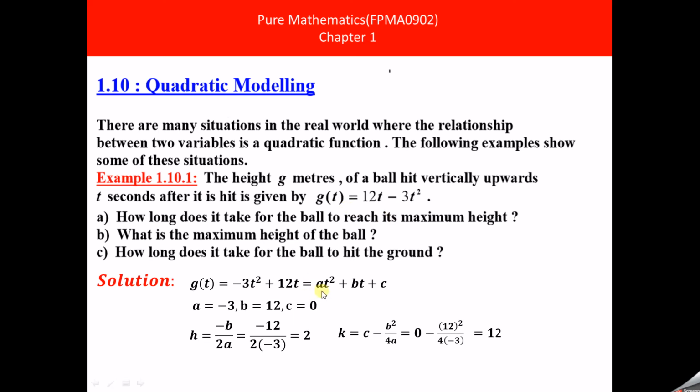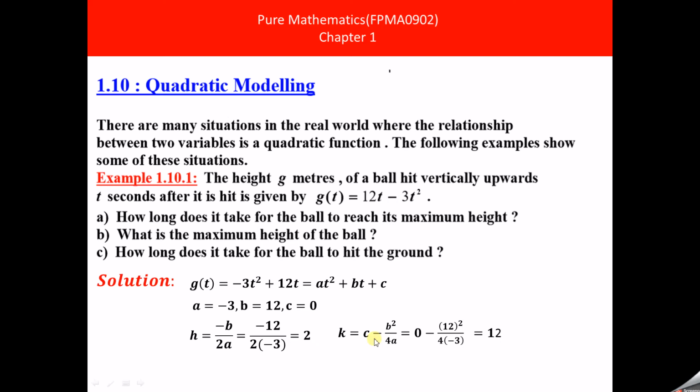If we compare, a equal to minus 3, the t square coefficient, and the t coefficient is b, that is 12, so b is 12. There is no constant given here, so c is 0. So a is minus 3, b is 12 and c is 0. If we put a, b, c in the formula for h and k, which is the vertex, h is minus b over 2a, that is minus 12 over 2 times minus 3. If we simplify, you will get 2.